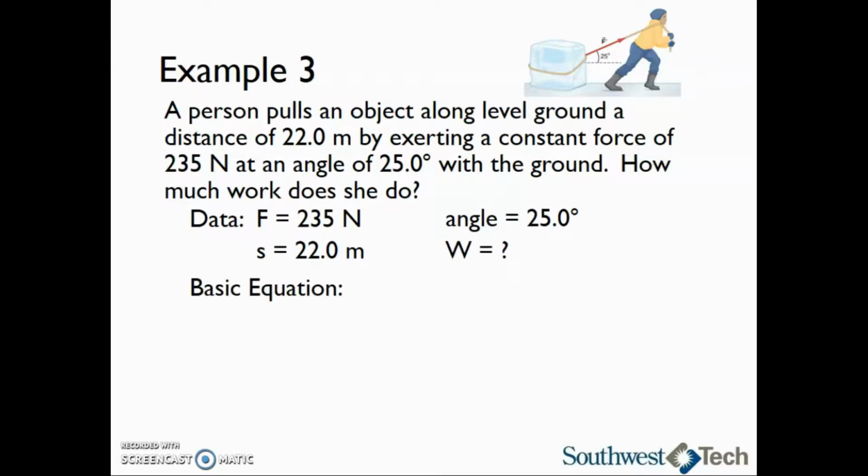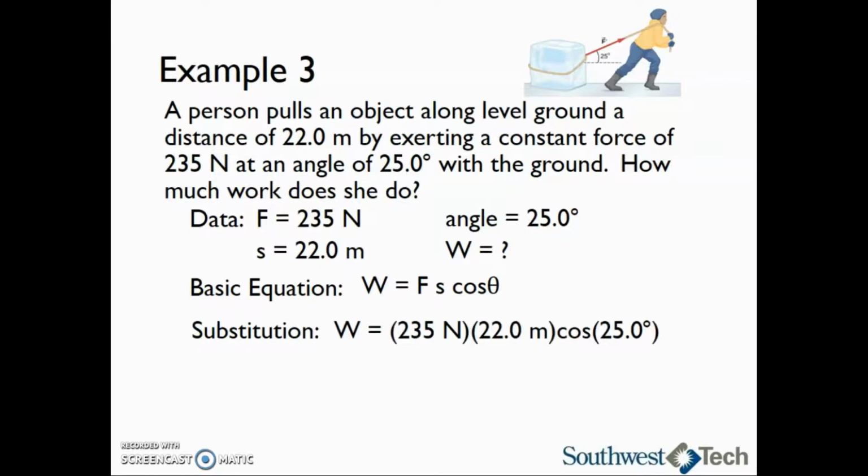The basic equation to calculate work when the force is being applied at an angle is work equals force times displacement S times the cosine of the angle the force is being applied. Since this equation is already written to solve for work, this will also be our working equation. The last thing we need to do is substitute our data into the problem. Work equals 235 newtons times 22.0 meters times the cosine of 25.0 degrees.